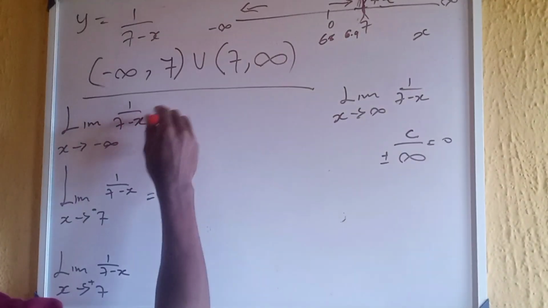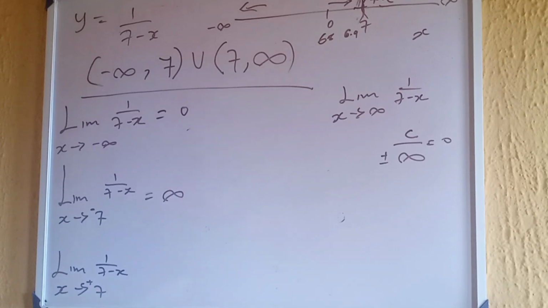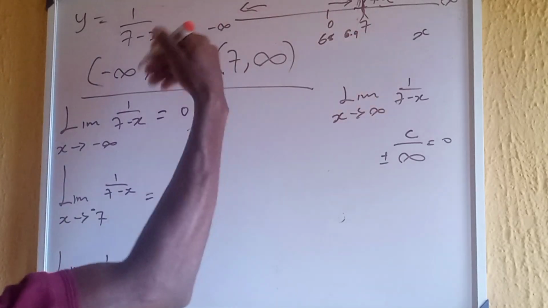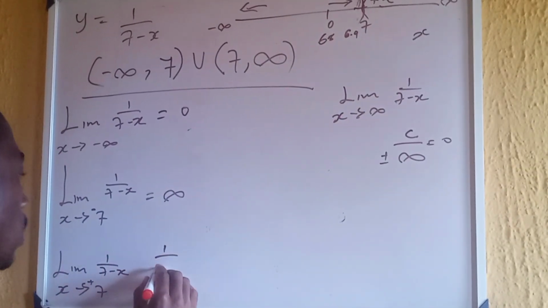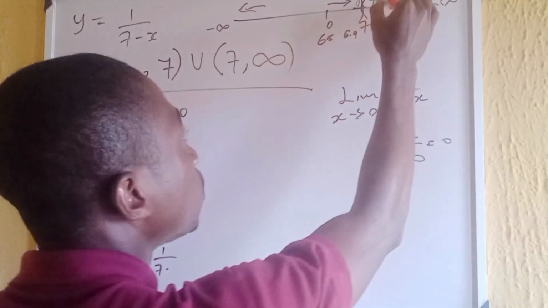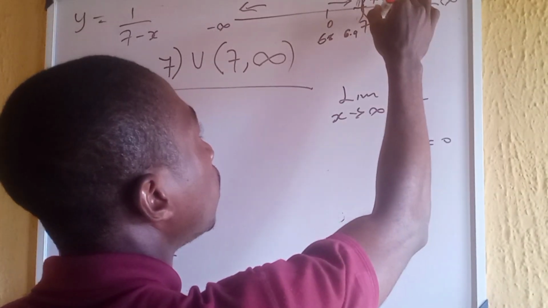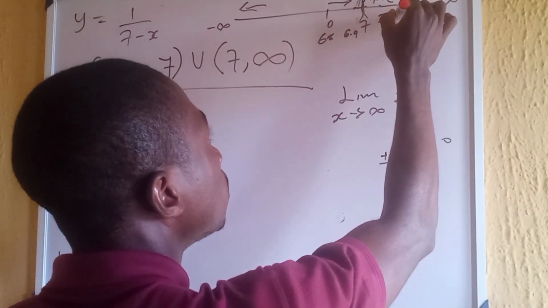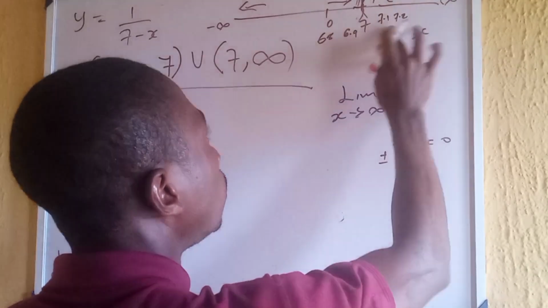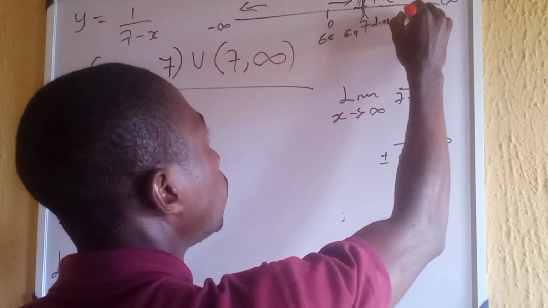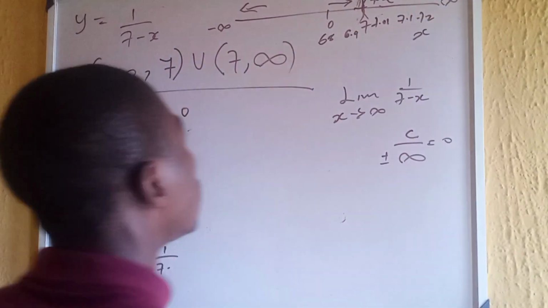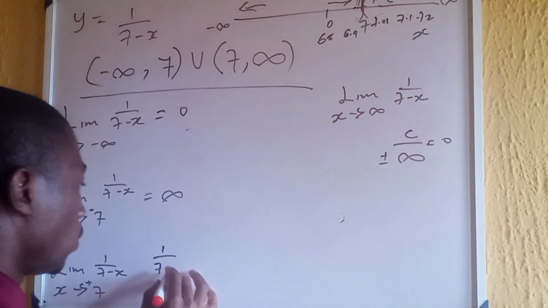Already we said that the limit of this one is 0. Now, let's see what happens as we approach from this side. We'll be having 1 over 7 minus x. So of course we should have 7.01, 7.1, 7.2. So let's use 7.01 first.